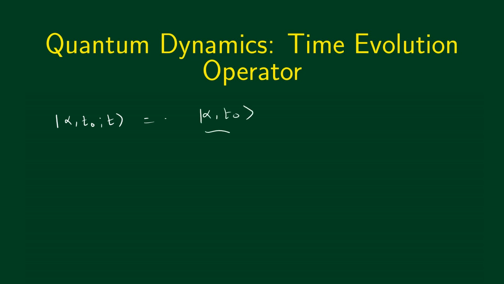So this is the initial state, this is the time evolved state, and we said that there has to be an operator, or we assumed that there's an operator, that connects these two states, that relates these two states. We denoted this operator as U(t, t0). We can read it as the operator that takes the state from time t0 to time t.